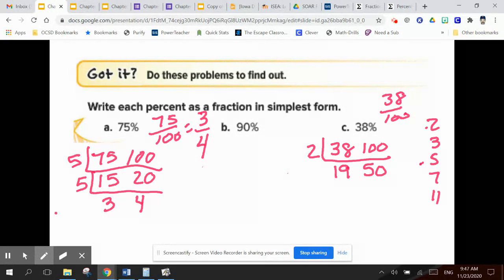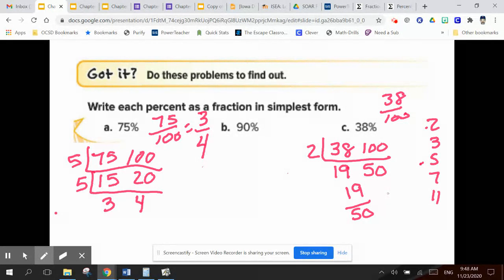Are there any numbers? 2 does not go into 19. 3 does not go into 19. 5 does not go into 19. 7 does not go into 19, and neither does 11. 19 is a prime number. It only has 2 factors, 1 and 19. And 19 does not go into 50 equally. So 38 over 100 in simplest form is 19/50ths.